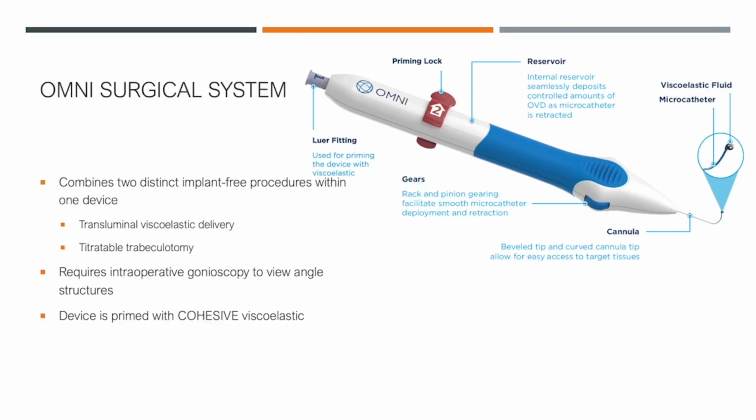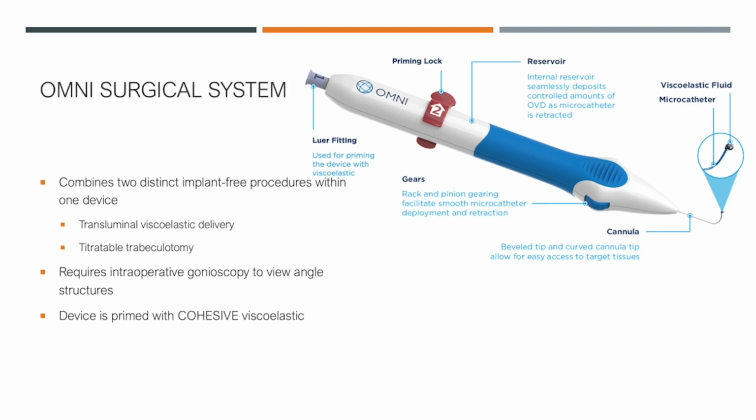The Omni surgical system combines two distinct implant-free procedures within one device. It performs a transluminal viscoelastic delivery as well as a titratable trabeculotomy. This procedure, like any other mixed procedure, does require intraoperative gonioscopy to view the angle, and I typically use a Swan-Jacobs gonioprism lens in my left hand as I am right hand dominant.